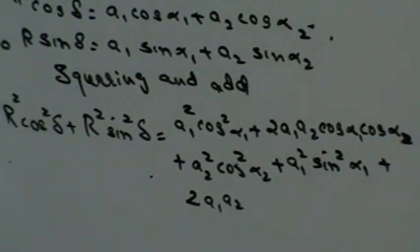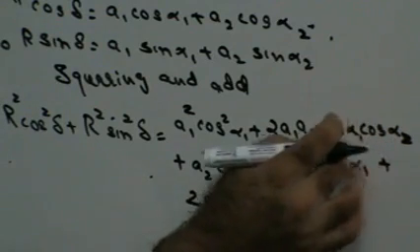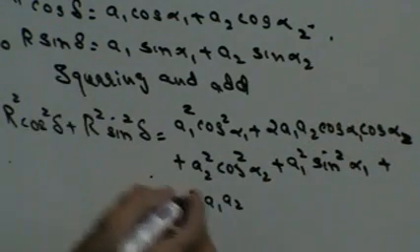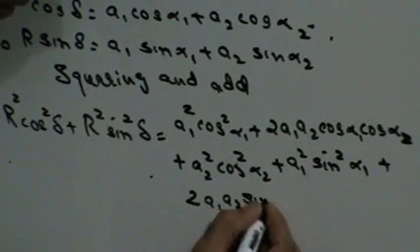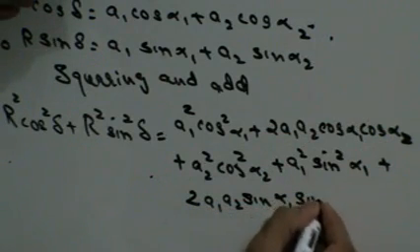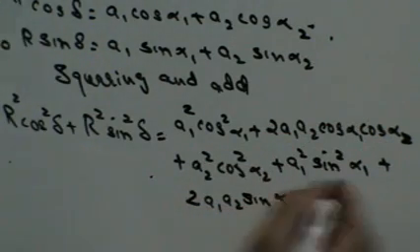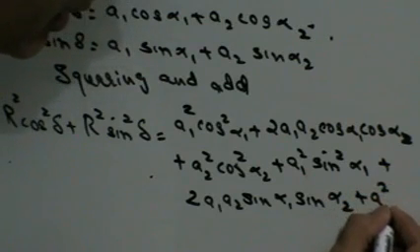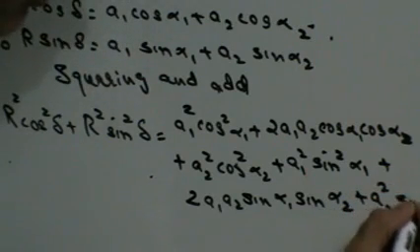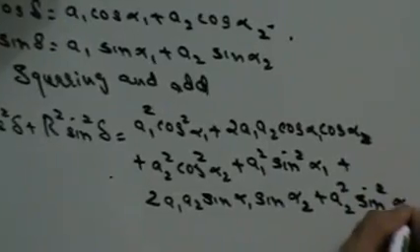cos alpha 1 cos alpha 2. Yeah, this is going to be A1 A2 sin alpha 1 sin alpha 2 plus A2 square sin square alpha 2. Right? Now this can be simplified further.